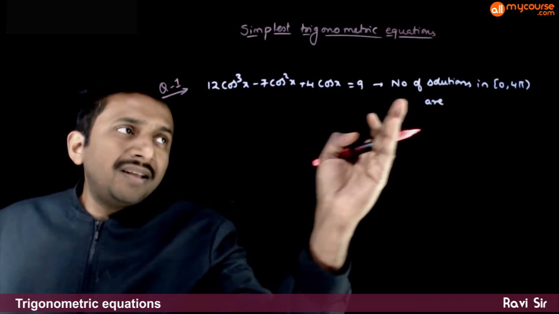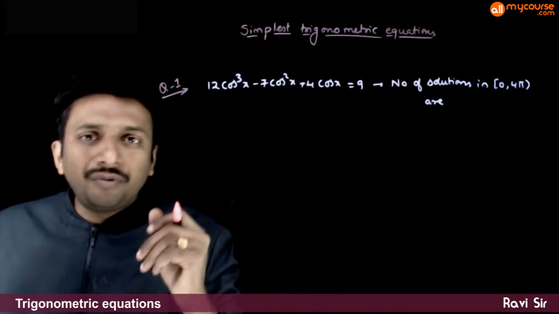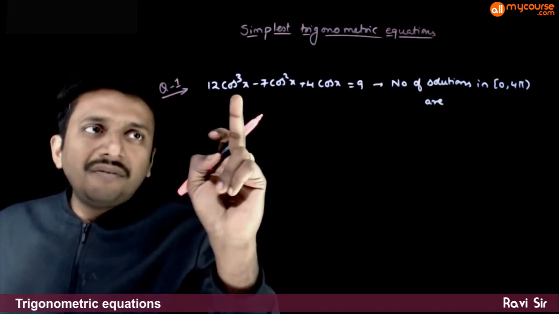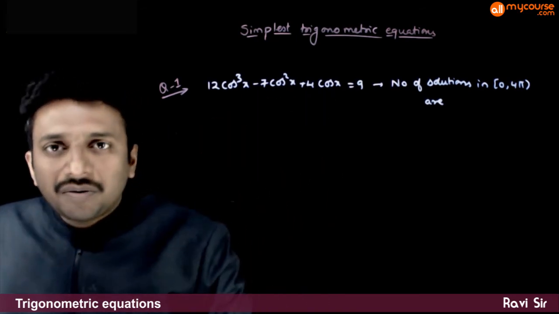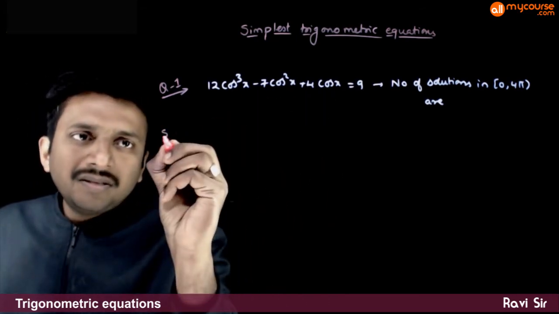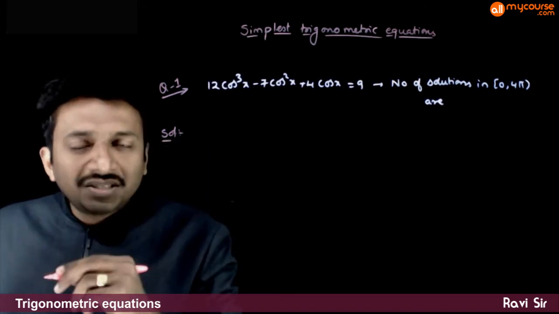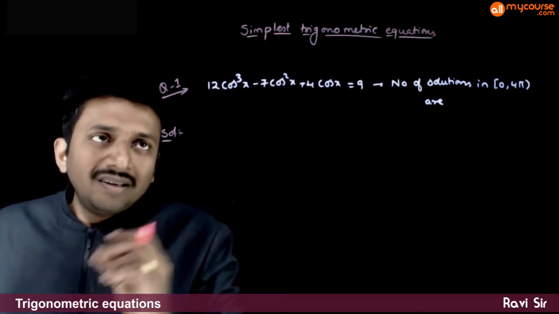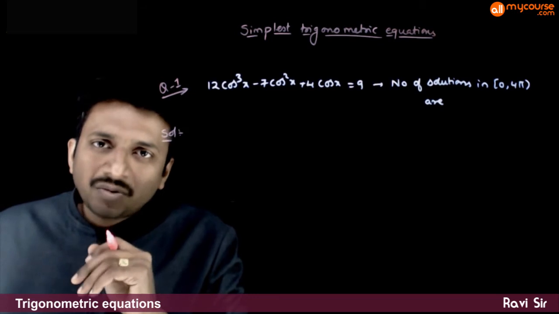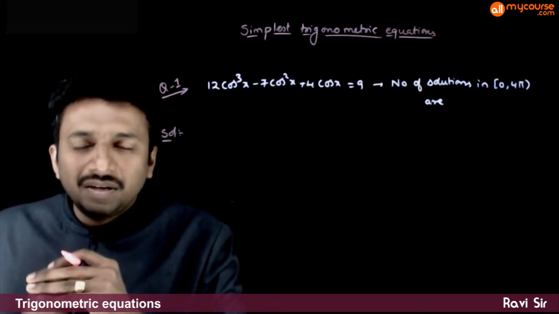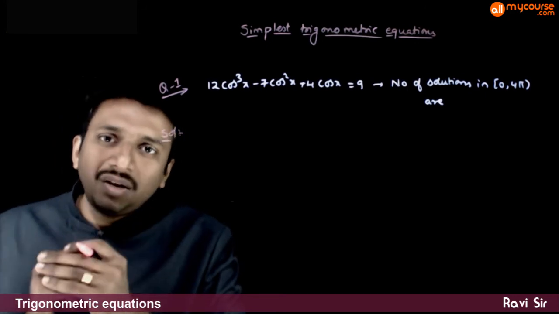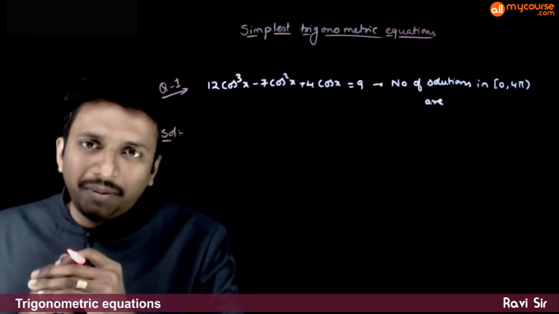You're asked to find the number of solutions in 0 to 4 pi to the equation 12 cos cube x minus 7 cos square x plus 4 cos x is equal to 9. So this is a similar question to the previous type, quadratic, but this time we have a cubic. So we follow the same process. We try to factorize this equation. So once we factorize, you get small equations which might be solvable.